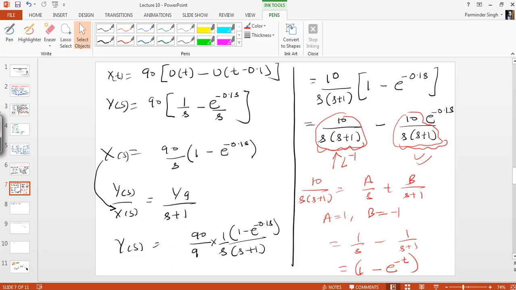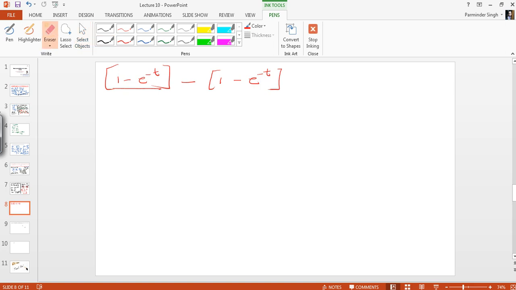Clear? But now over there we have an exponential of minus 0.1 s. Wherever this term is occurring, simply wherever t is written, we are going to add minus 0.1 in that time term. So this is your final solution, that is y(t).